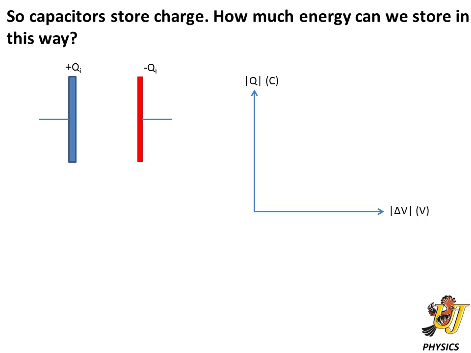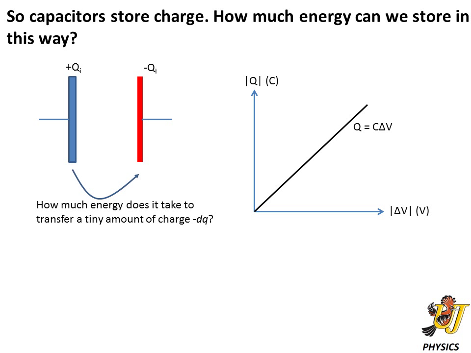To answer this question, we first have to look at the relationship between the charge stored on a capacitor and the potential difference that exists between the plates of the capacitor. This is just a linear relationship where the constant of proportionality is the capacitance of the capacitor itself.